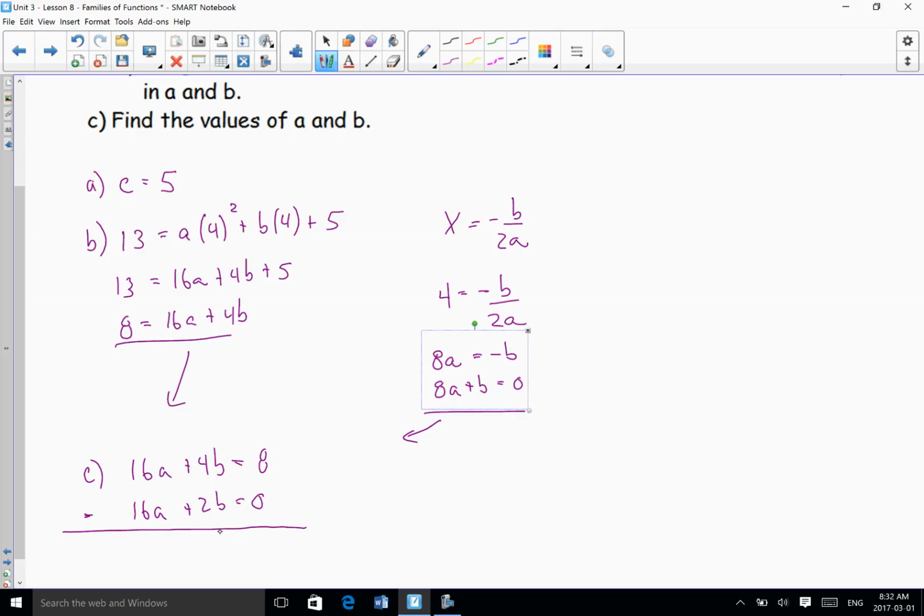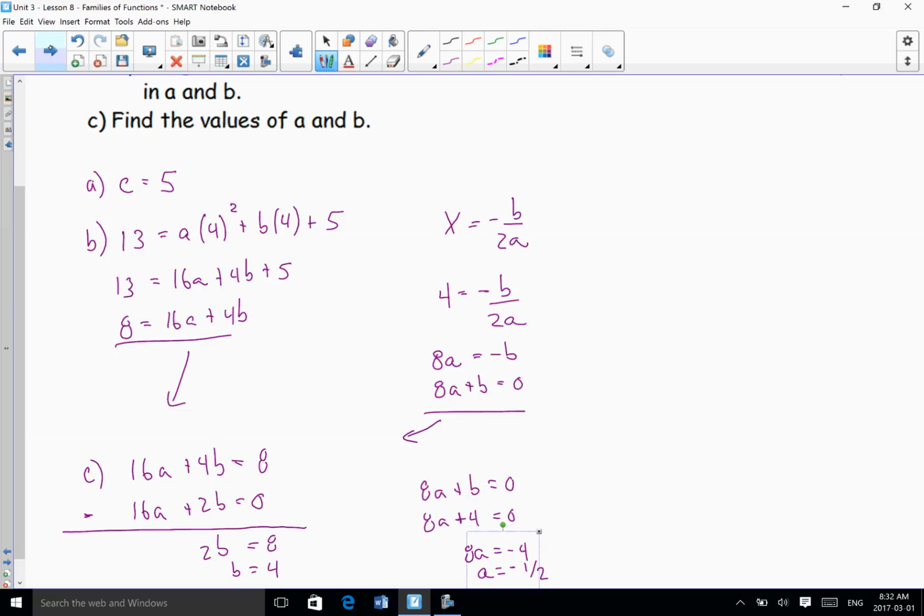16a minus 16a is gone. 4b minus 2b is 2b. 8 minus 0 is 8. So b is 4. And once I know b, I can go back to one of my original equations. This one right here. It's nice and easy to work with. I can fill in the b that we know. It's 4. So I'll get 8a equals negative 4. Or in other words, a is negative 1/2. Okay, and then we've solved that. That wasn't too bad.